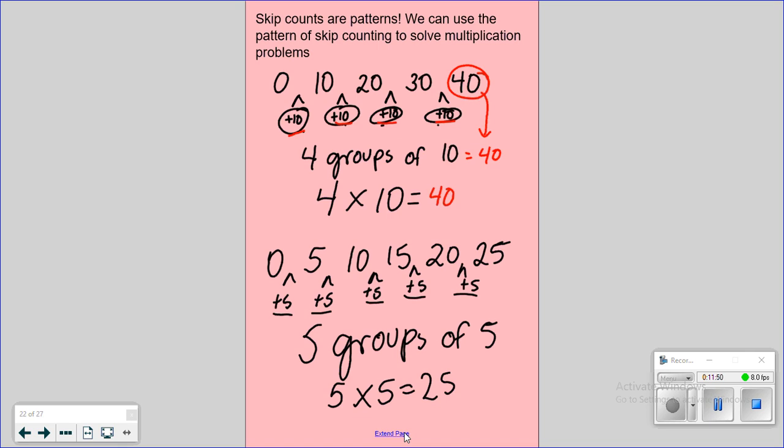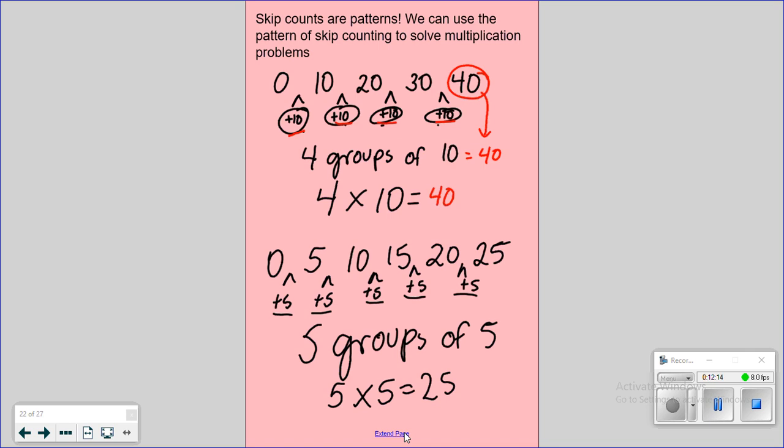A faster way to do this. Let's count by 5s, but hold up a finger for every group. Ready? 5, 10, 15, 20, 25. 5 groups. Skip counting by 5s. 25.